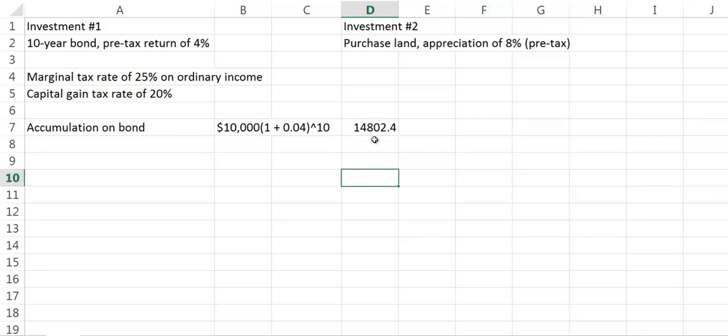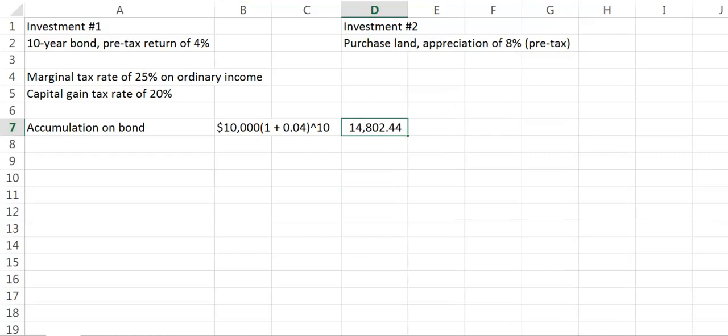Okay, excellent. So this would be the amount of our bond, not considering any taxes in our situation. But we know that we're going to be taxed on this bond annually as we earn interest, and the amount of the tax is going to be an ordinary income. So I have to modify my formula here in order to allow for the marginal tax rate of 25%.